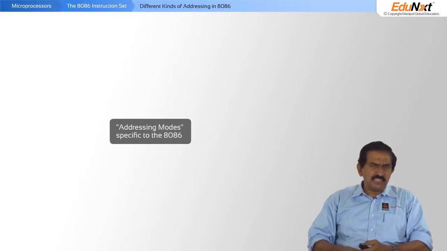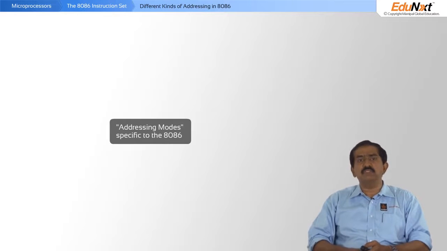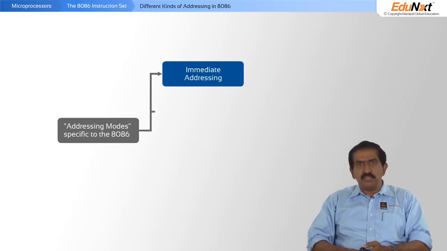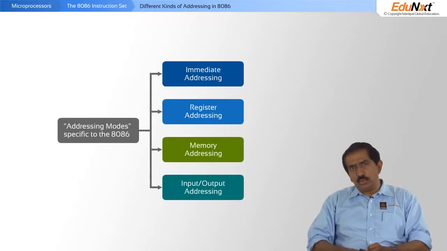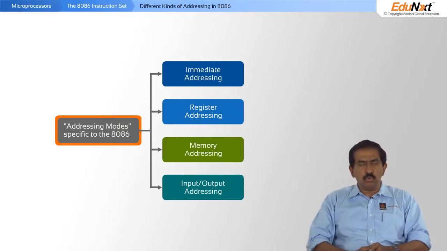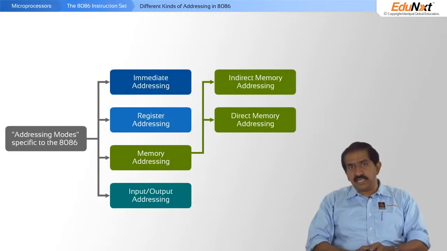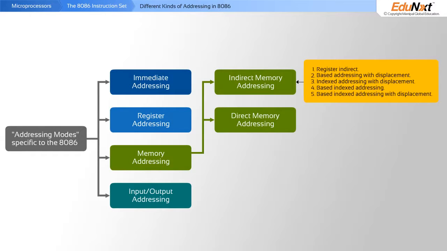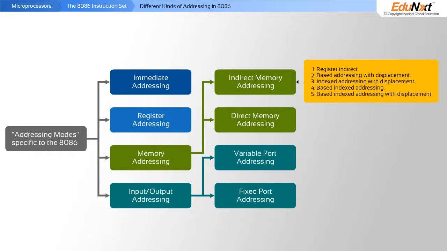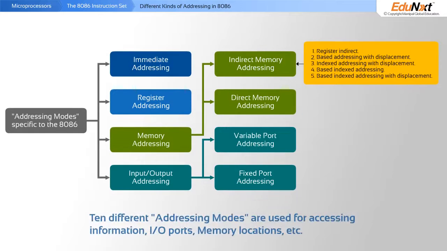So let's look at the different kinds of addressing possible in 8086. There are four major families of addressing modes. One is the immediate addressing, register addressing, there is memory addressing, and there is IO addressing. So these are the four big types of addressing modes specific to the 8086. The memory addressing in turn has direct memory addressing and indirect memory addressing. The indirect memory addressing has 5 different subsets. The input-output addressing, the IO addressing, has a fixed port addressing mode or a variable port addressing mode. So what this really gives you as a programmer is 1, 2, 3, 4, 5 plus 5, 10 different addressing modes for accessing information, IO ports, memory locations, etc. in the 8086.